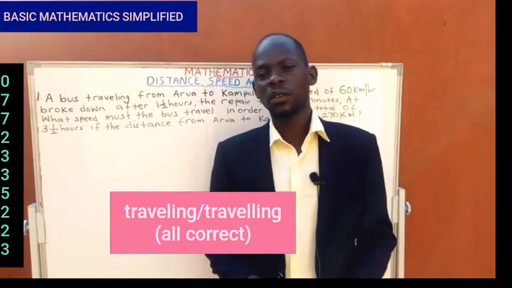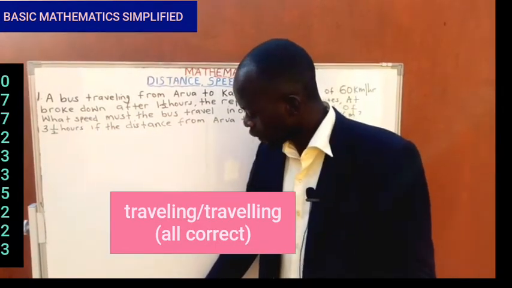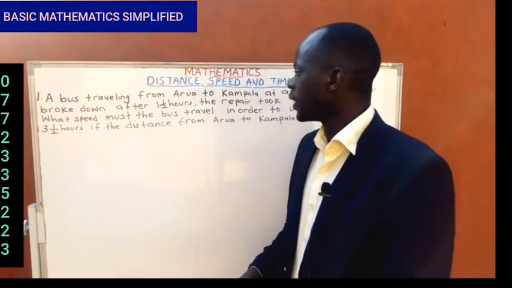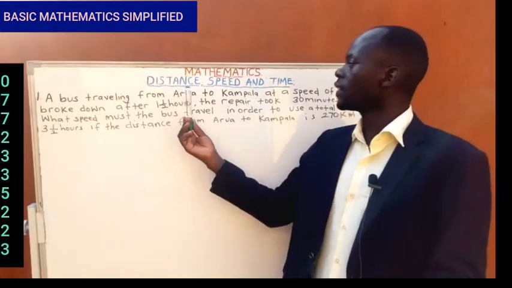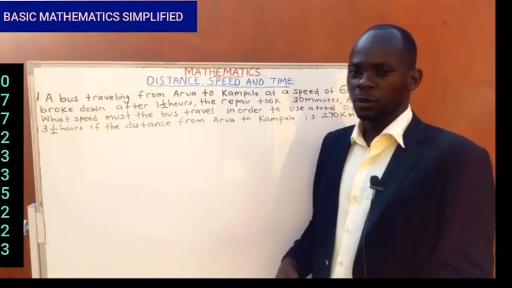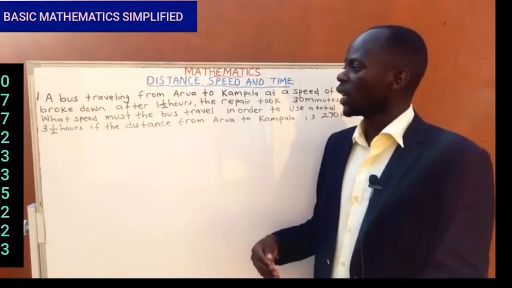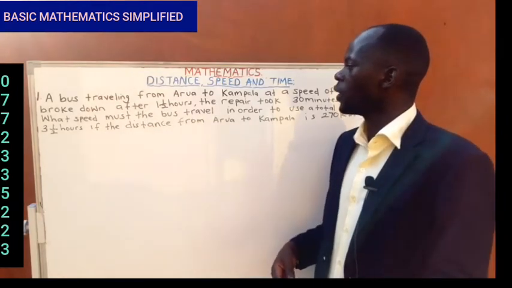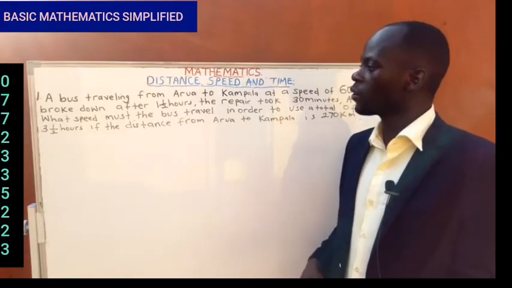Now, let us turn without wasting any time into our today's lesson, as we can see right here. We want to discuss something about distance, speed, and time. Remember, we had looked at the first part of it. Now today we are moving to another part. This is common in primary 6 and 7. I want you to be so much careful here.